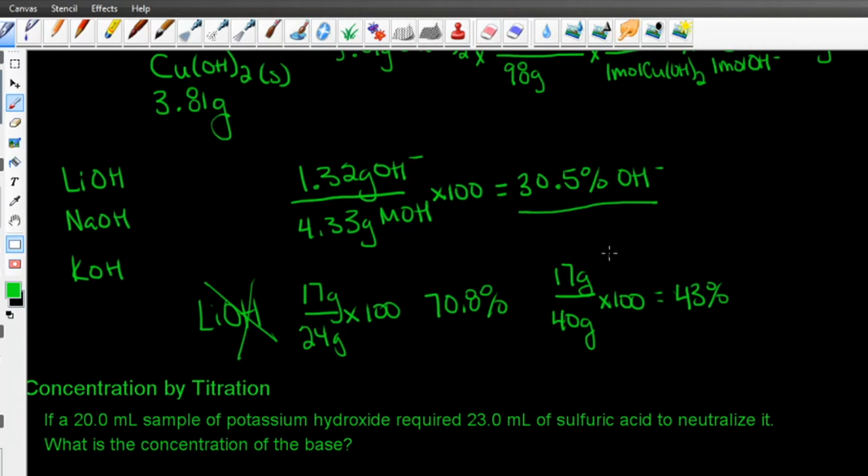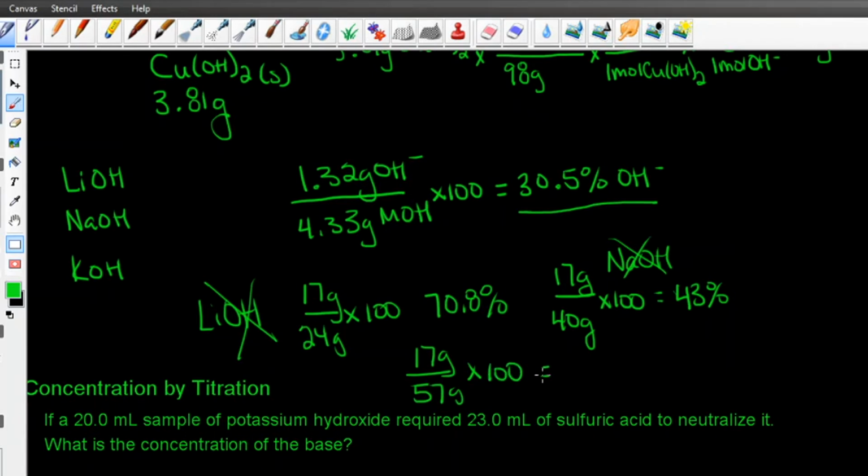Oh, sorry, I didn't label this one. It's not sodium hydroxide. So let's double check and make sure that it is in fact potassium hydroxide, which would be a molar mass of 40 for potassium. No, I'm trying to do hydroxide's percent. 17 grams over the 57 grams times 100.